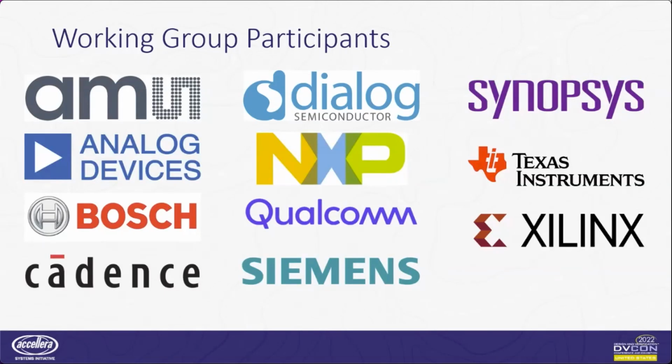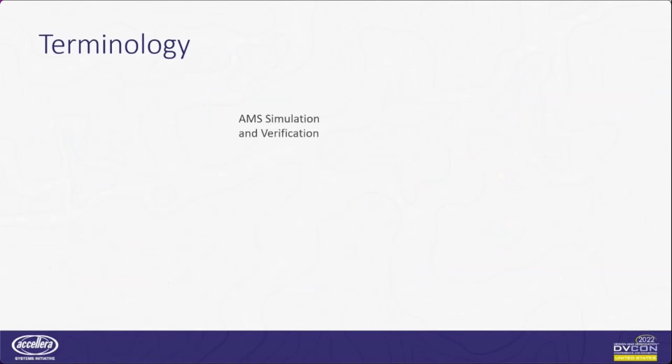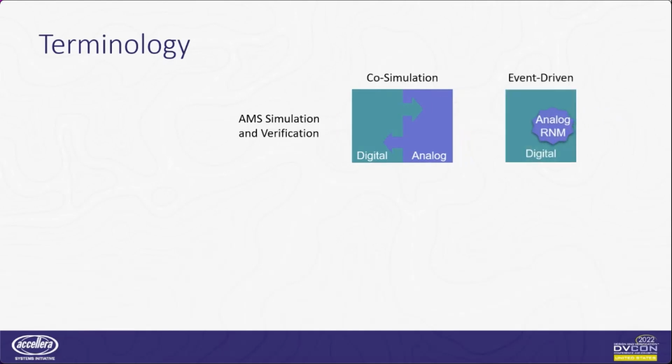Before we get too far into things, I do want to take a moment to make sure that we all agree on the terms we'll be using. When we talk about AMS simulation and verification, this refers to systems that can simulate and verify AMS designs. We can do that either through co-simulation, where we have a digital engine combined with an analog or electrical solver, or we can do that with an event-driven digital engine that can include analog real number models. This is sometimes referred to as digital mixed signal verification.